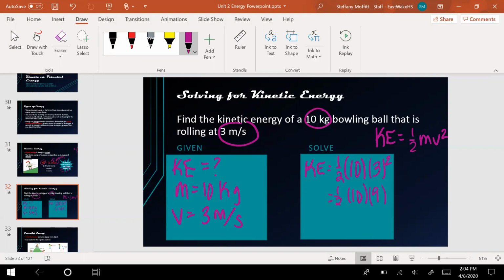Now I'm going to do the 9 times the 10 to get 90. And then I'm going to multiply by 0.5 or 1/2. So my KE, my kinetic energy, is equal to 45, and that's joules for the unit because energy is measured in joules.